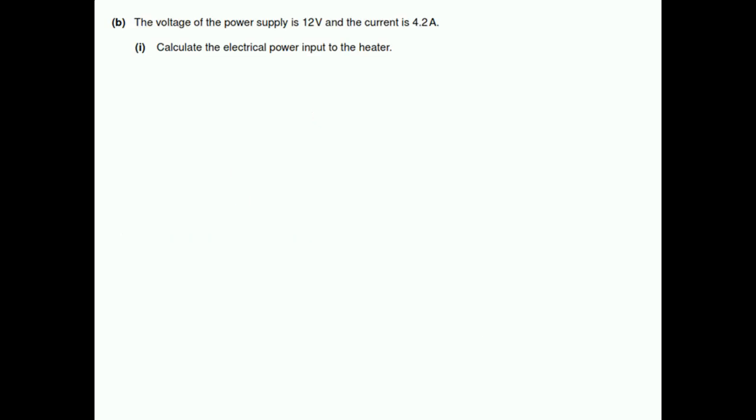Part B of question number 11. The voltage of the power supply is 12 volt and the current is 4.2 ampere. Calculate the electric power input to the heater. From our knowledge of electrical circuits, we know power is equal to voltage into current. So the formula is P = V × I. V is 12 volt and I is 4.2 ampere. 12 multiplied by 4.2, the answer is 50.4 watt.